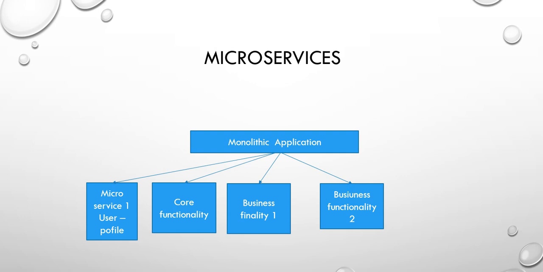The core functionality might need data from the user profile microservice. So the core functionality microservice makes a RESTful API call to the user profile microservice and gets a response, and then the core functionality web service gives its response. So the communication between the microservices is by RESTful API calls.